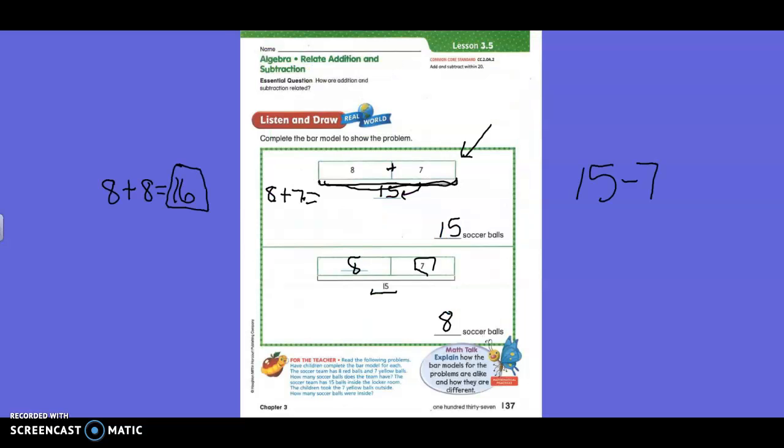Really quick, how are they different though? How are the bar models different, I should say? It shows the 2 numbers in the bars, right? But on the bottom, only one number shown in the bar, and the answer wasn't there, right? The big number was there, showing that that was what is together. Okay, now turn to the next page.